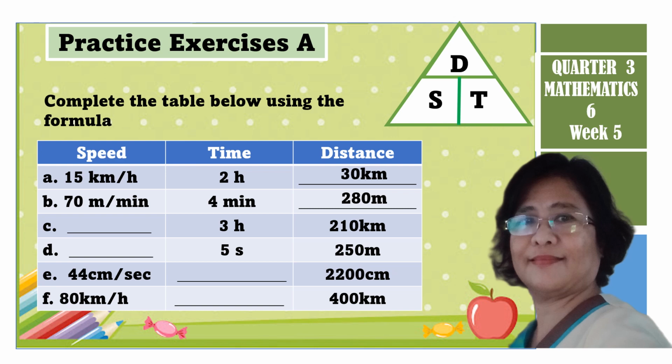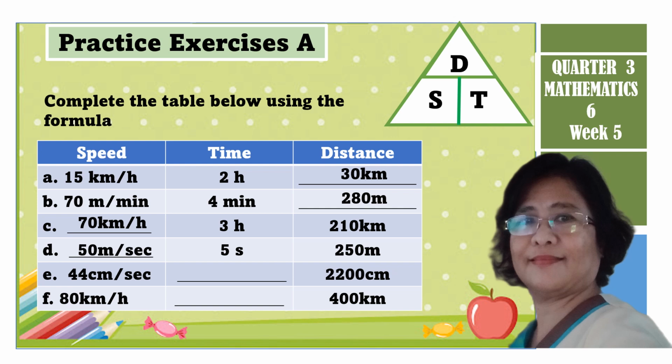Just cancel the minutes. For letter C, we are asked to find the speed. To find the speed, just divide the distance over the time. So the distance is 210 divided by 3 hours. The answer is 70 kilometers per hour. We are using kilometers per hour for the speed. So letter D, the same. We're asked to find the speed. Just divide 250 by 5. The answer is 50 meters per second.